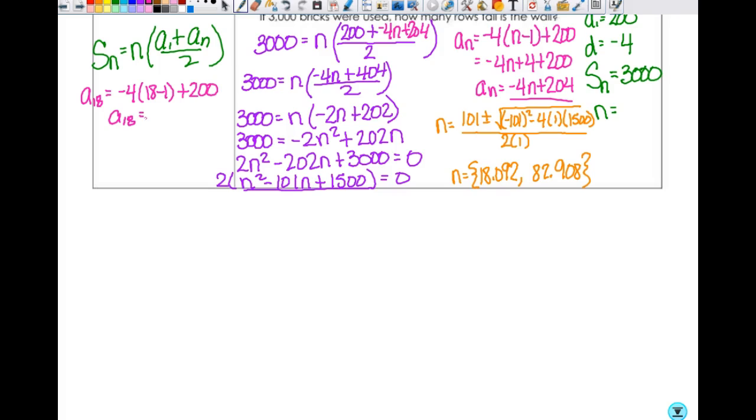So what does A18 end up giving me? You get 132, right? And what does that number represent? How many bricks are in that row? So there's 132 bricks in the 18th row, okay, counting from the bottom. That seems legit. I don't really see a problem with that one. So then let's try the other one. We'll do 83, okay? Or you can't have partial row, we can do 82. That's fine. We'll do 82. So A82 is going to equal negative 4 times (82 minus 1) plus 200.